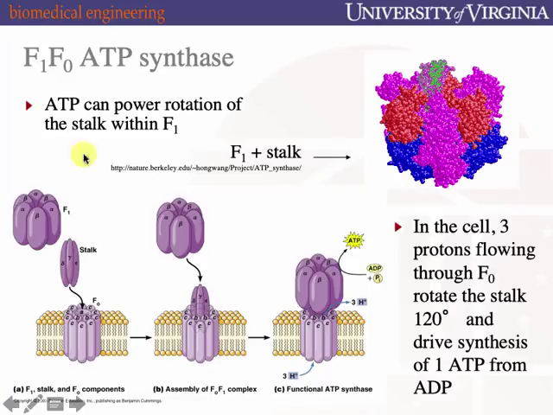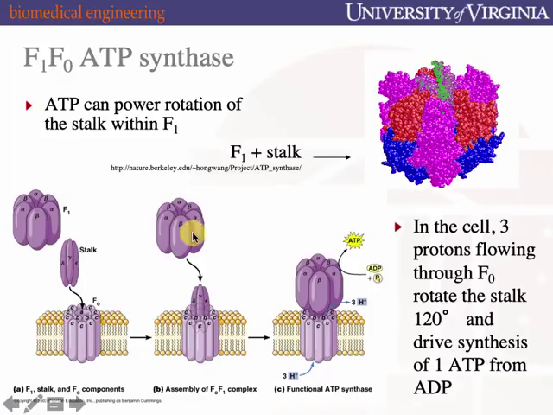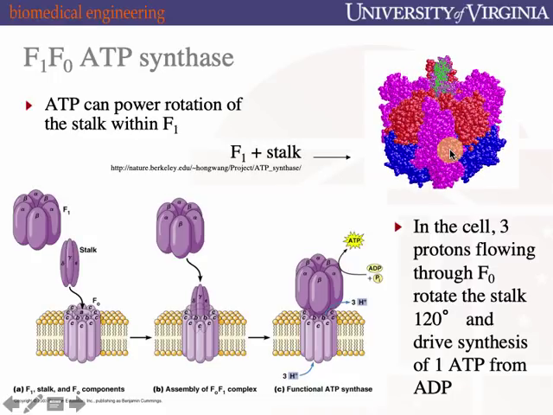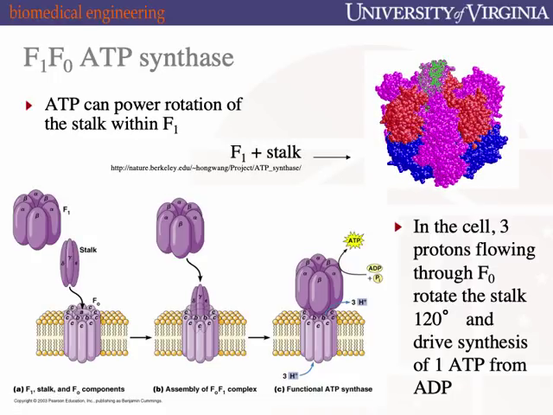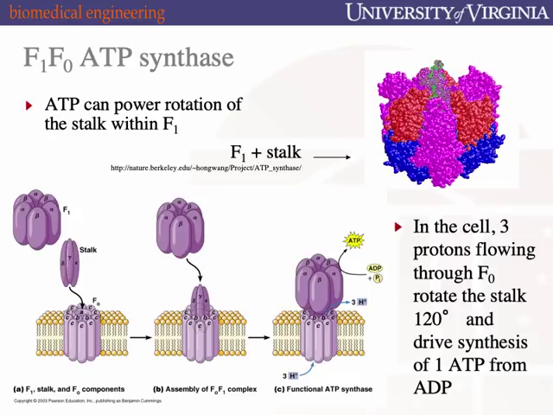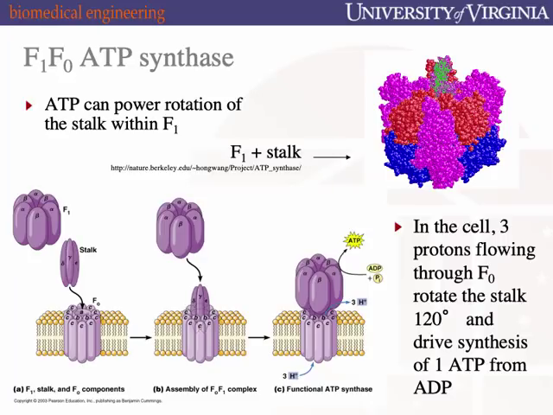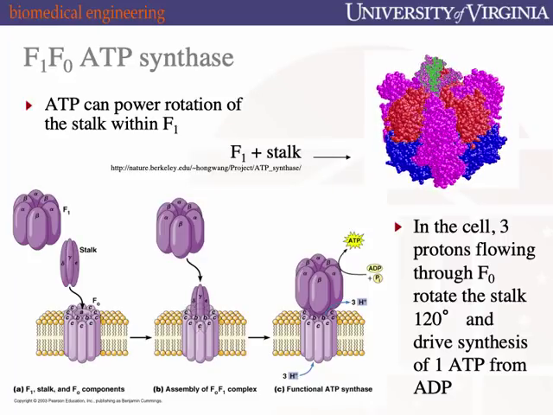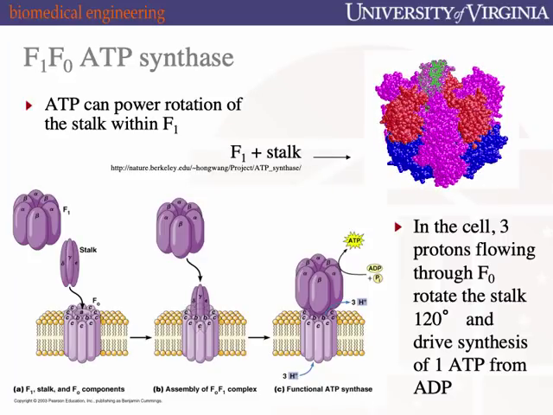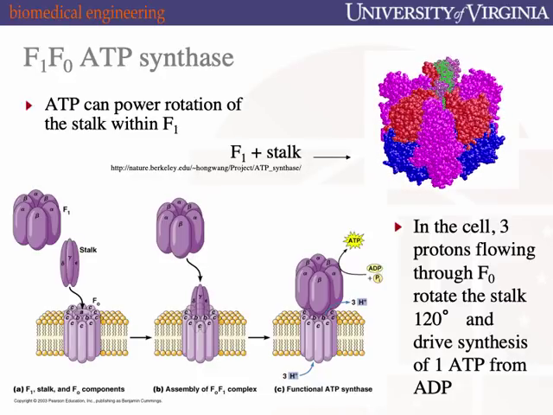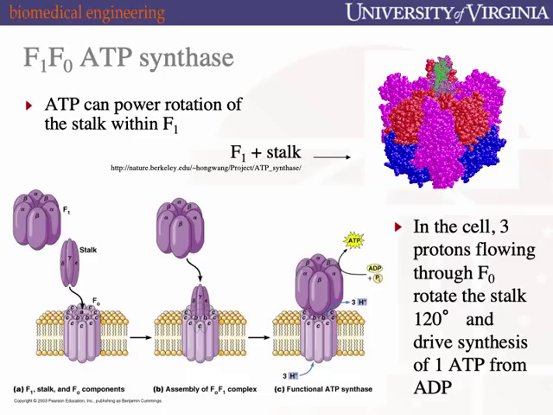It really looks like a generator. It has a stalk, a series of subunits, and as the protons flow down through that electrochemical gradient, there are 120-degree shifts, almost like a turbine as it goes around. Each time it makes that 120-degree shift, one ADP is converted into an ATP with an inorganic phosphate. And so 9 protons going through.